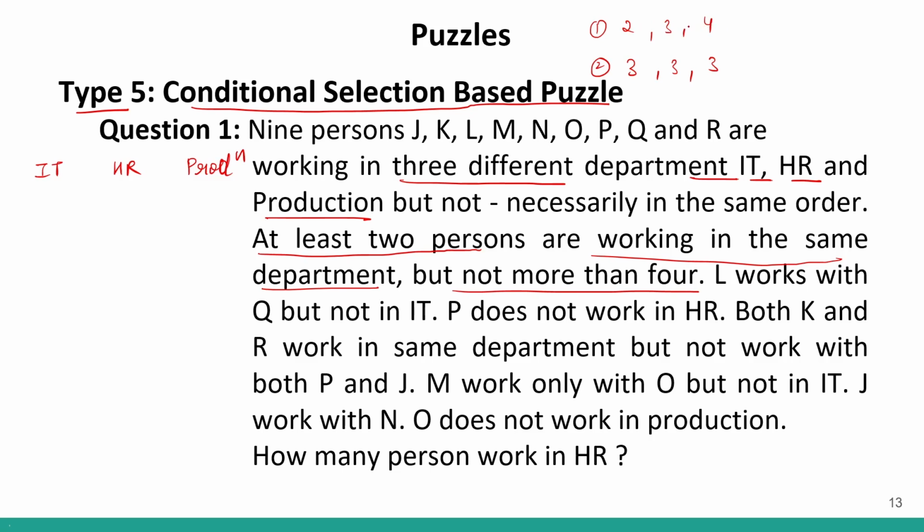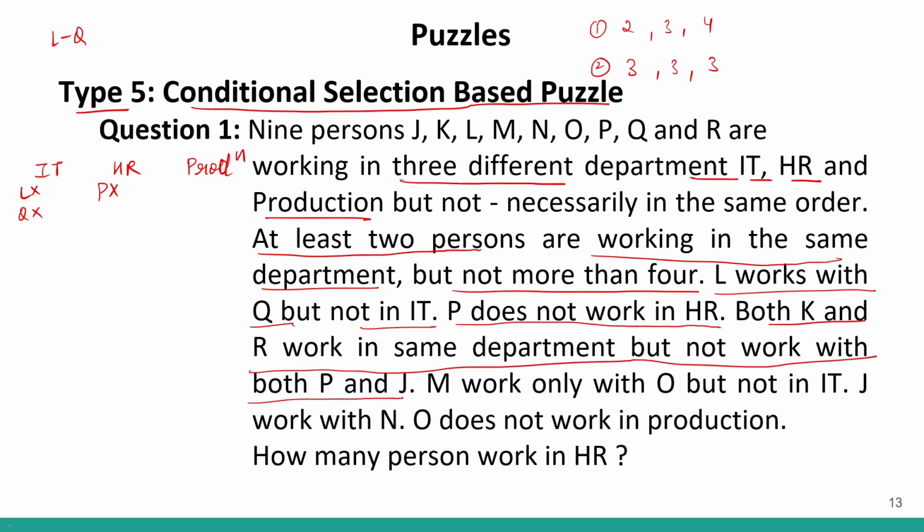Now, L works with Q but not in IT. So L cannot come in IT, Q cannot come in IT, but they work together. We will hold this information. P does not work in HR, so in HR we cannot place P. Both K and R work in the same department but not with P and J. So K and R work in the same department but they cannot work with P and J.